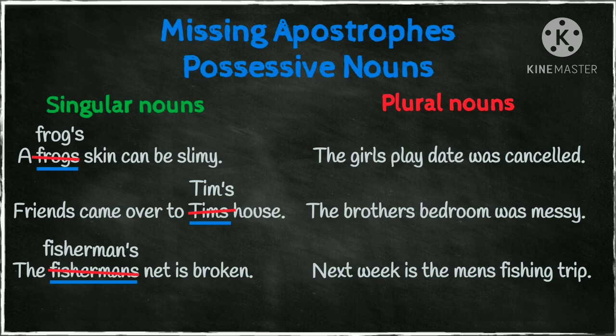Now on to the plural nouns. Here are the possessive nouns. Girls' playdate, brothers' bedroom, and men's fishing trip. The apostrophe in the first two is placed after the S. Because men is an irregular plural, the apostrophe is placed directly after the word men, so it goes before the S.